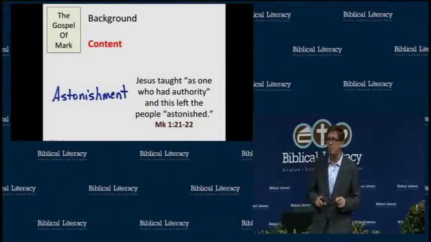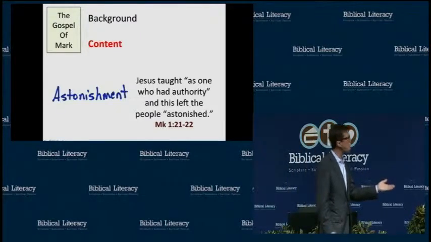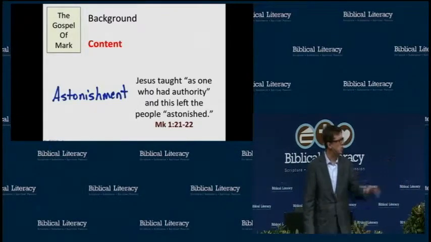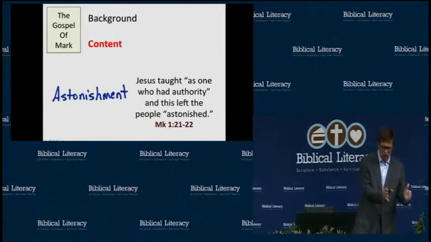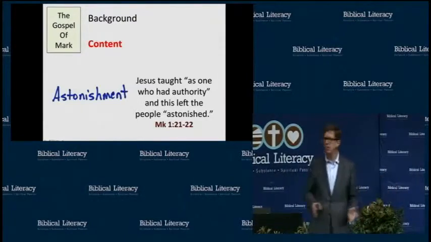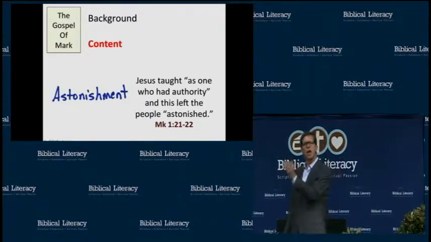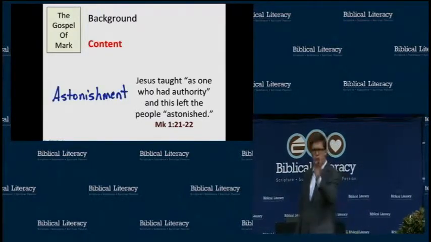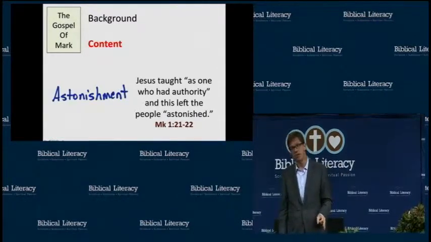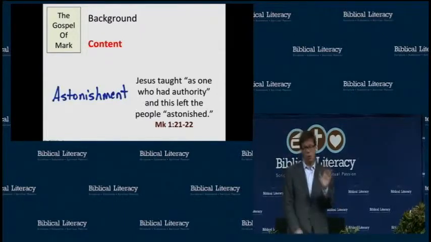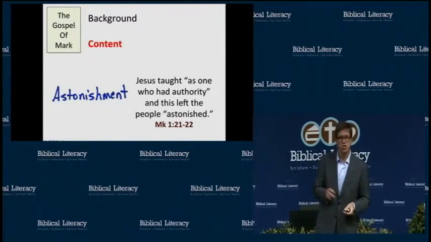And this left the people astonished. It's kind of like, whoa. Can you imagine if you'd spent your whole life where the teacher stood up and said, I want to teach you this. This rabbi says this, but this rabbi says that. This rabbi says it means A. This rabbi says it means B. And then all of a sudden you get this carpenter who comes in and reads the same text, and instead of telling you what rabbi A, B, C, and D said about it, says, this is what I say to you. It's kind of like, ooh, this guy's gutsy. That's astonishing. That's surprising. That's shocking. That's stunning. He left the people astonished.